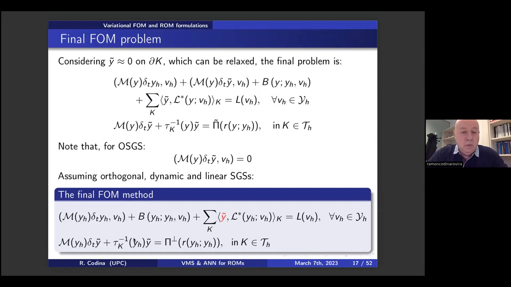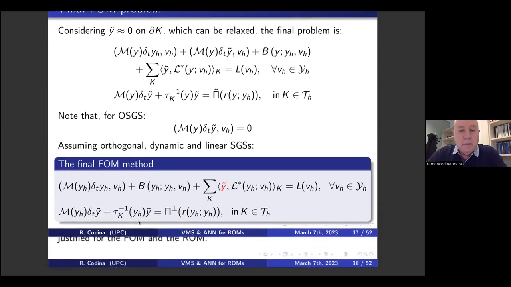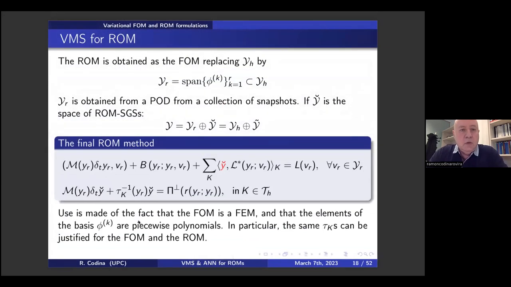For those of you familiar with concepts in solid mechanics, in our case the subscales act a little bit as internal variables of the model. So we have to keep updating them in the process. So the description of the reduced order model is very simple. The ROM space is simply obtained by keeping the first R modes of the left eigenfunctions resulting from the SVD decomposition.